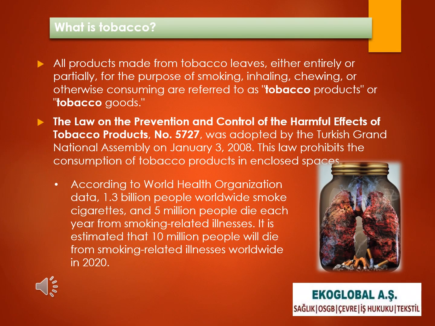So, what is tobacco? All products made from tobacco leaves, either entirely or partially, for the purpose of smoking, inhaling, chewing, or otherwise consuming are referred to as tobacco products or tobacco goods. The Law on the Prevention and Control of the Harmful Effects of Tobacco Products, number 5727, was adopted by the Turkish Grand National Assembly on January 3, 2008. This law prohibits the consumption of tobacco products in enclosed spaces.